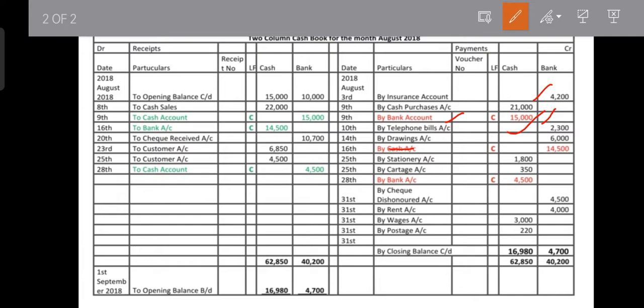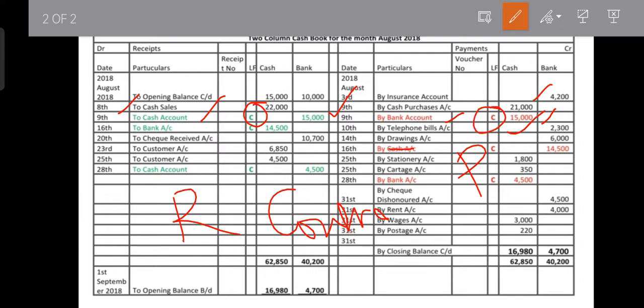And for the same transaction on the same day, that is on the 9th, we need to increase the bank column because we are making a deposit of 15,000 rupees. That we need to record on the receipt side, and which account name do we need to write? Cash account, because cash is deposited into the bank, that's why the bank balance has been increased. Like this we record both sides for a single transaction, the payment side and the receipt side, and we call it a contra entry. That is to be denoted in the ledger folio column. This is one of the contra entries.